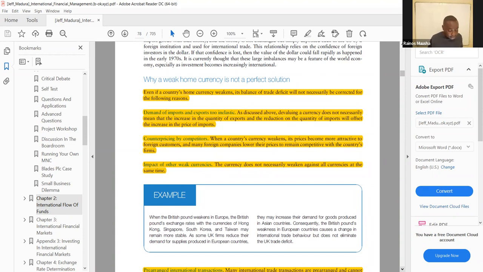For example, there can be a situation where the goods and services are not necessarily going to respond to this weakening of the home currency as well.